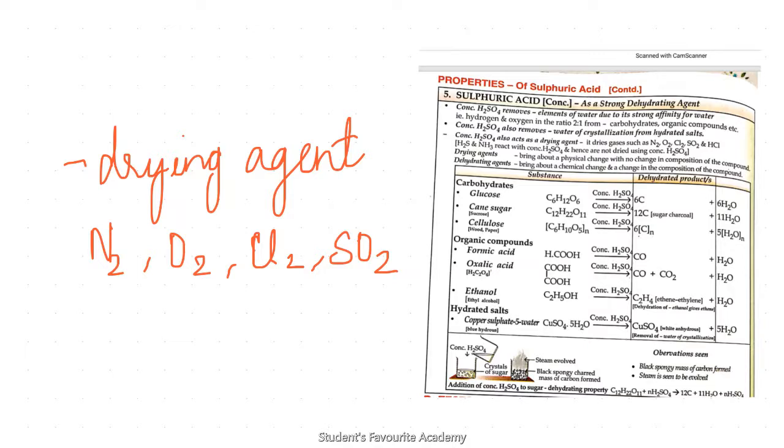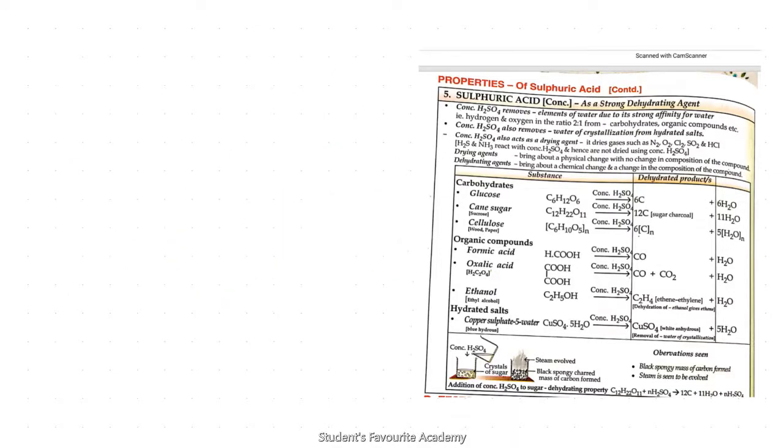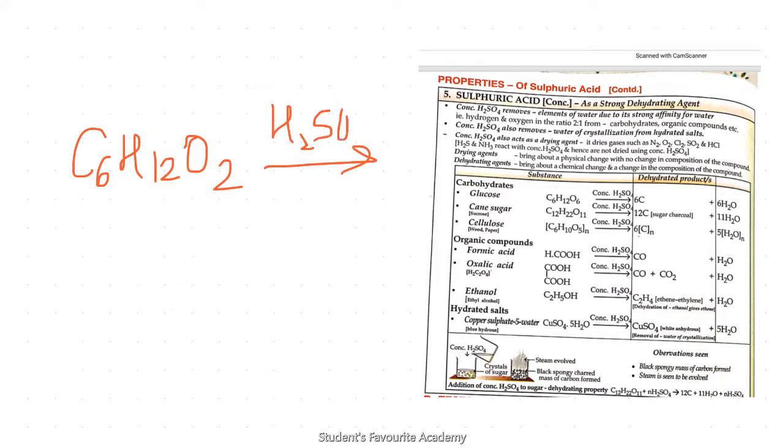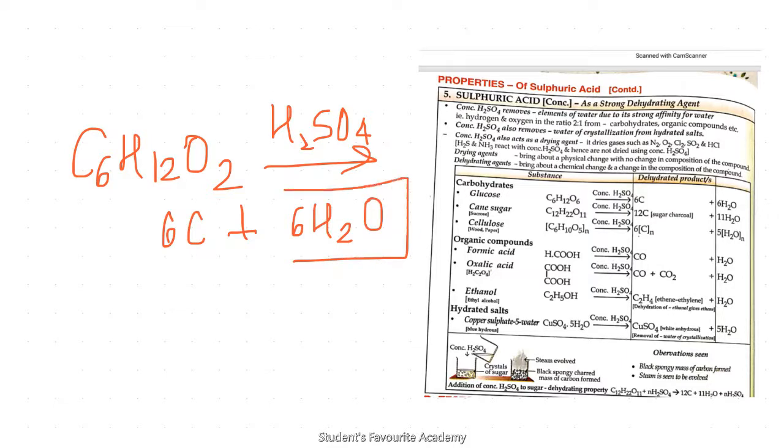So this is a table that has been given. We'll be seeing how it is acting as a dehydrating agent for glucose. You all know that glucose is C6H12O6. So whenever we are passing H2SO4, the end product I am getting is 6 times carbon, and then this 6H2O is being dehydrated. This is being removed. That is the dehydrating agent. So what is being left? Only 6 times carbon.